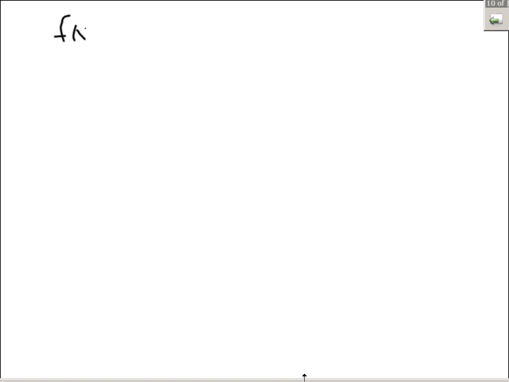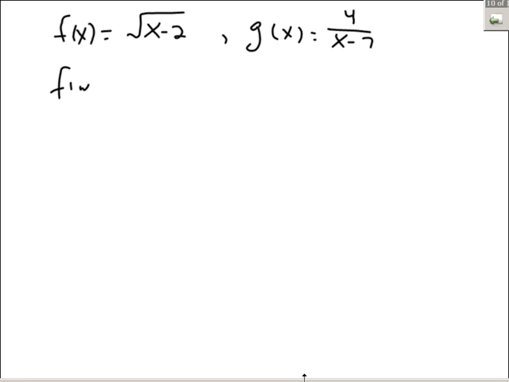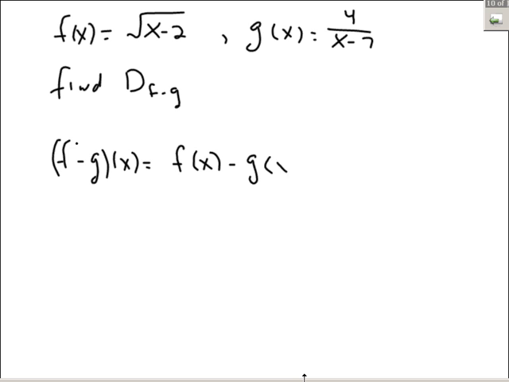So you have f of x is equal to the square root of x minus 2, and g of x is 4 over x minus 7. Okay, find the domain of f minus g. Do not find f minus g. That will not work many times. This equals f of x minus g of x.